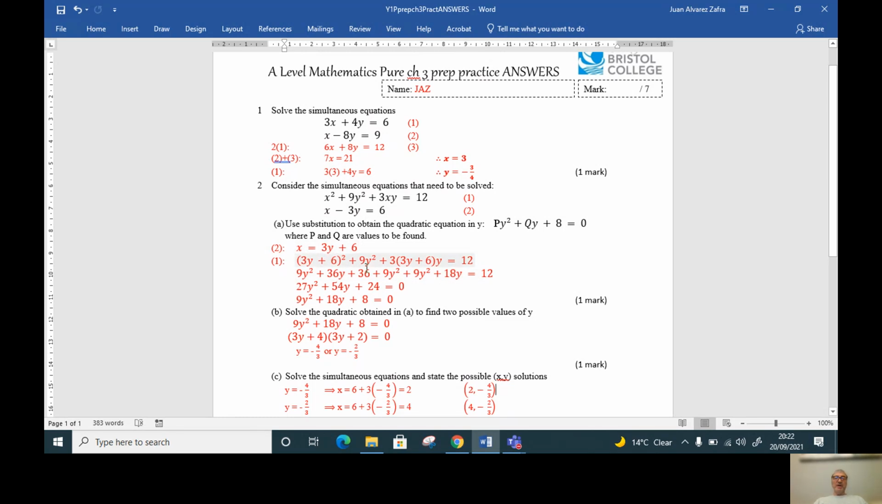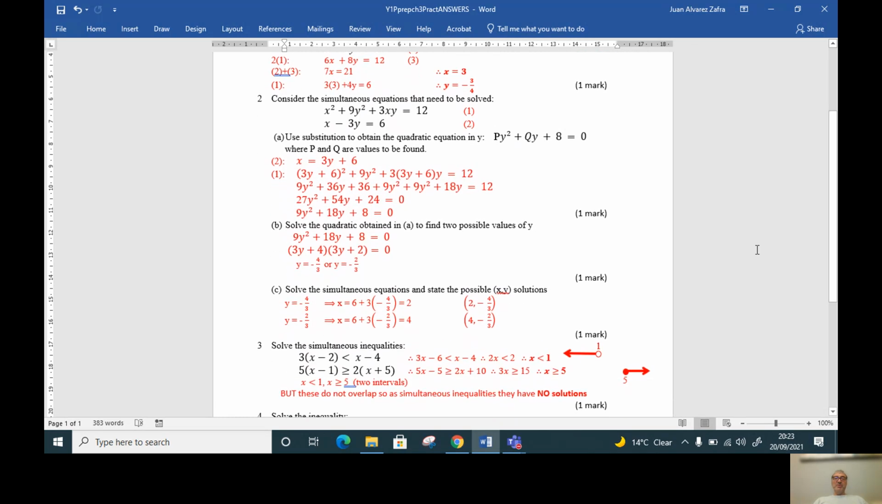And so I get 3y plus 6 squared plus 9y squared plus 3 x becomes 3y plus 6 times y equals 12. And multiplying out carefully, remembering that 3y squared gives us 9y squared because 3y times 3y, I'm going to get 2 times 3y times 6, which is 36y, and 6 times 6, which is 36. And then multiplying out the rest, I get this quadratic. Tidying up, we get 27y squared plus 54y plus 24 equals 0. And now dividing by 3, we get 9y squared plus 18y plus 8 equals 0, which is simpler to solve.